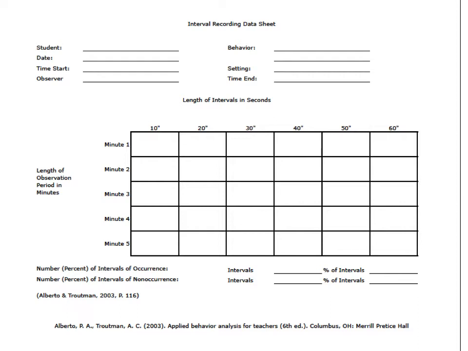So if you are using whole interval, you will mark if the target behavior occurs from the very beginning of the interval to the end of the interval continuously without a stopping point. If you are using partial interval, if the behavior occurs at any moment within the interval, you will mark it and say that's the occurrence.